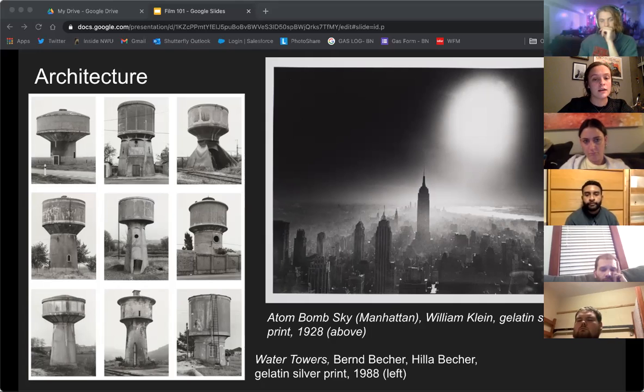And then on the other side, we have the Atom Bomb Sky by William Klein. He's another photographer who does a lot of street photography, nightlife, and a lot of work centralized in New York City. A lot of it has to do with the nightlife and how people are interacting with the architecture, as it's very focused on the buildings. You don't see a lot of green in it. And so it's that relationship of people living in cities and what a city is.